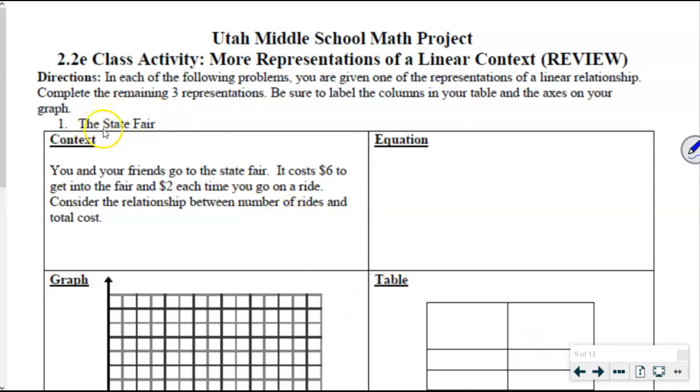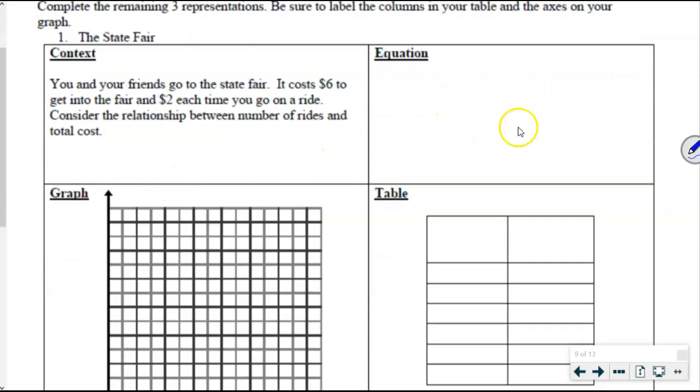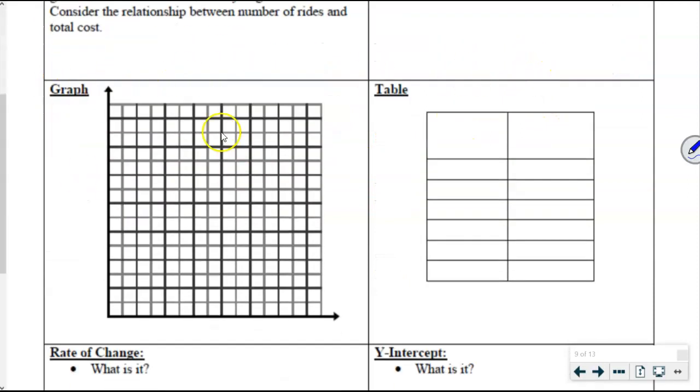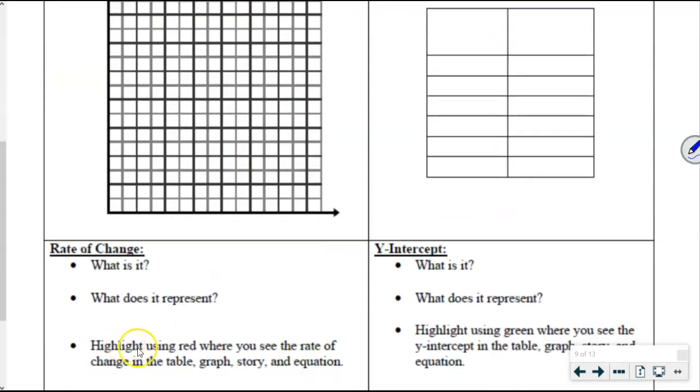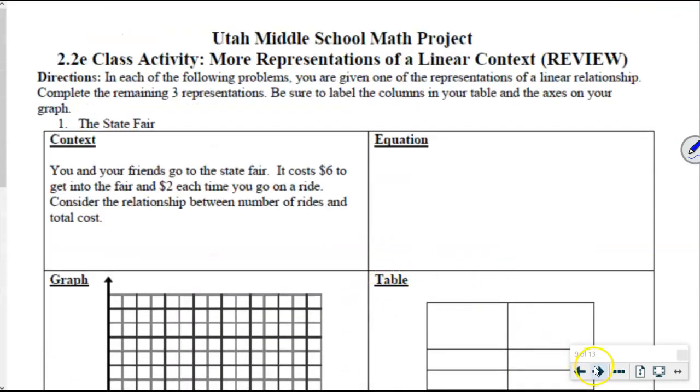The first one is about the state fair, and you can see there's a section here for context. That just means story. What does context mean again? Story. So we've got a story, and then you can see we have a place where we can write an equation, a place for a graph, and a place for a table, and all of those are blank. We have to fill those in. Then I'm going to ask some questions later on, okay? But that's the general format. Let's look at the next problem.